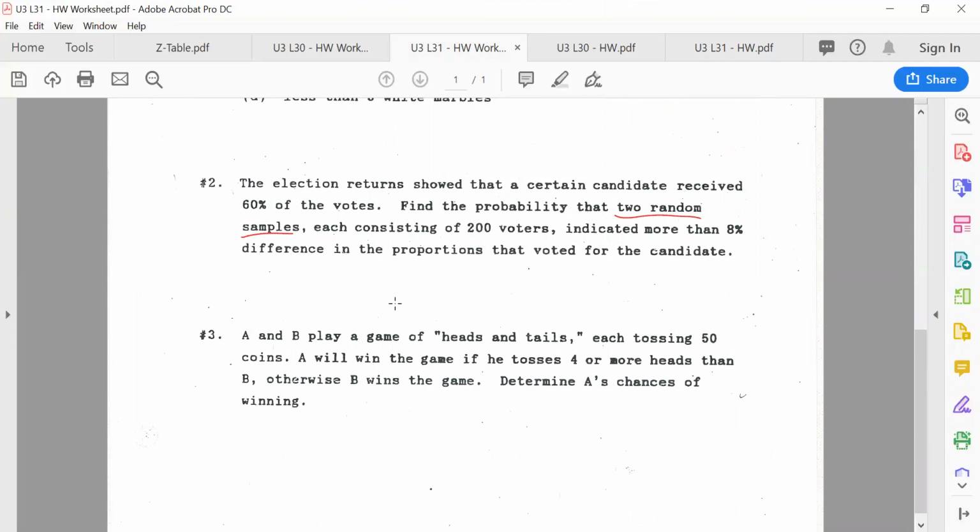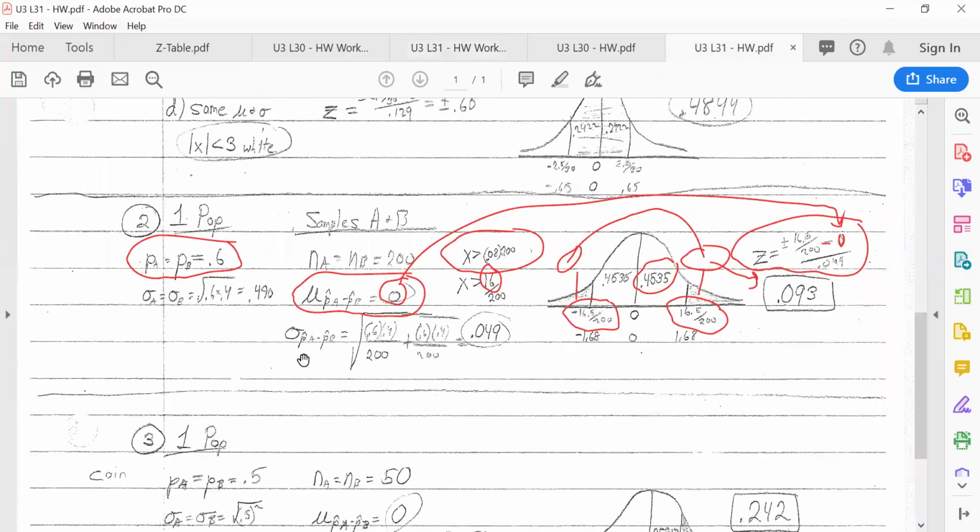Now, in this one, it says A only wins the game if he tosses 4 or more heads than B. That's a definite direction. A only wins if he tosses 4 or more heads. It doesn't say the difference is 4 or more. It says A has to toss 4 or more heads than B. All right, so let's get to number 3's answer right here.